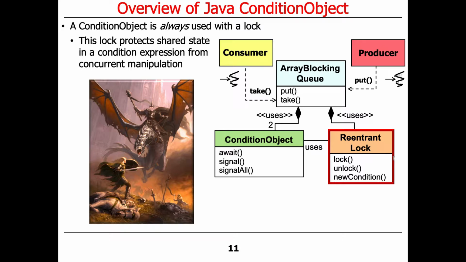So if you recall, we talked before about things like the array blocking queue, where we've got fields like the count, and we've got fields like the next index to put something, or the next index to take something, and so on. And that's all mutable state that needs to be protected from concurrent access. And so this lock is used to do that.